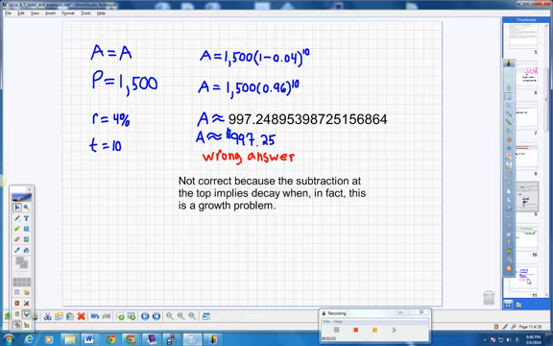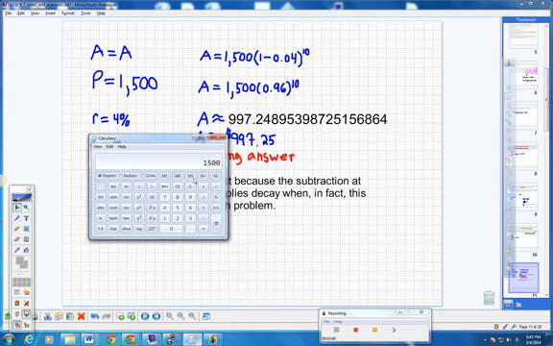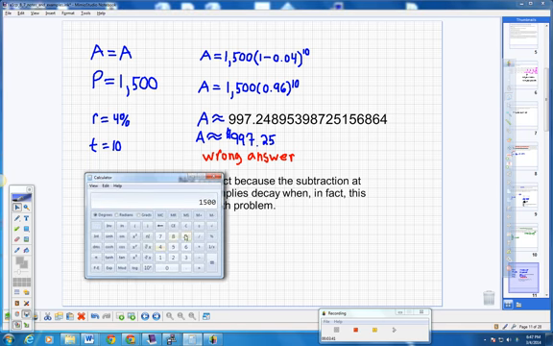If, however, we plugged 997.248953987 back into the problem, we in fact would not get a correct answer. I'm going to do that for you just to show you. Let me clear it out. I'm going to pause it and come back with that answer. Okay, so I've entered that very long value, 997. Now I'm going to multiply that.